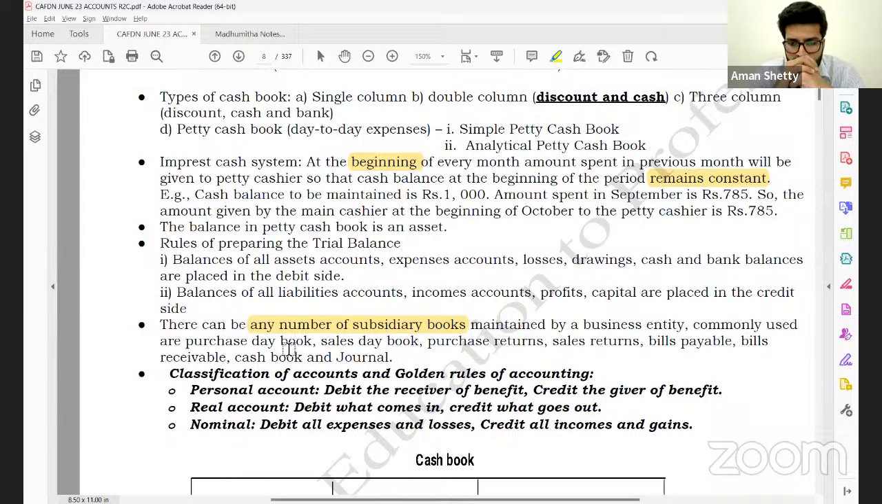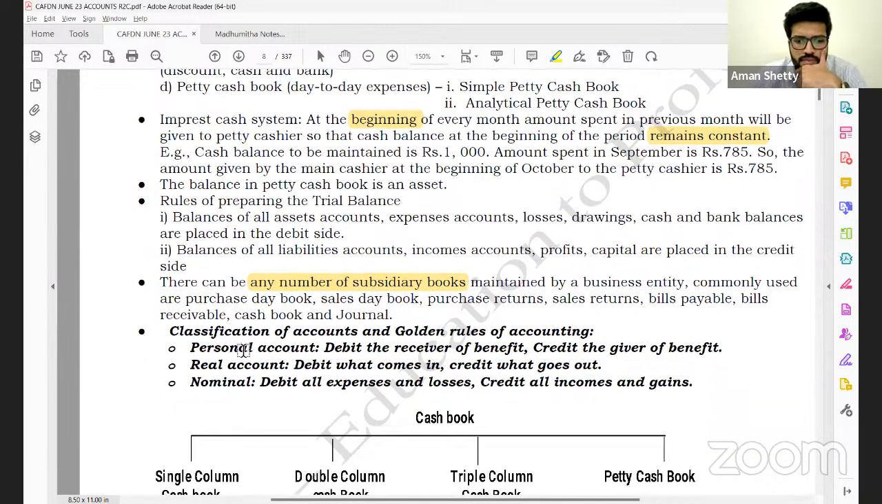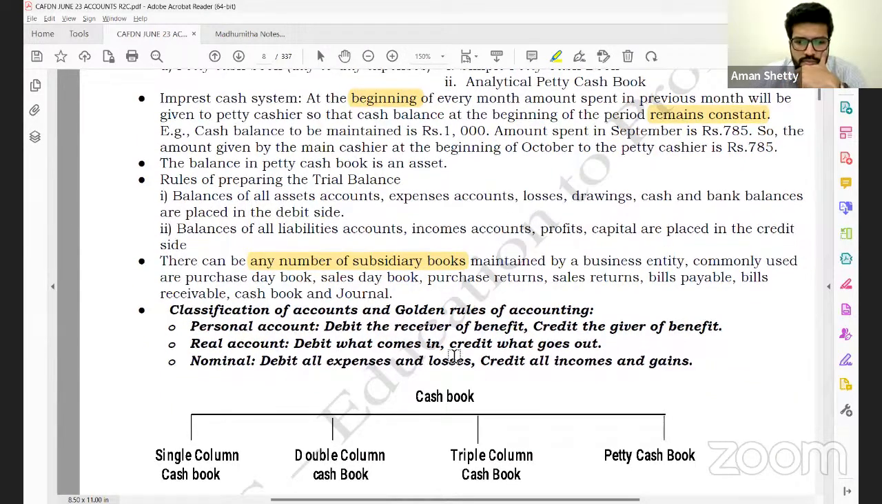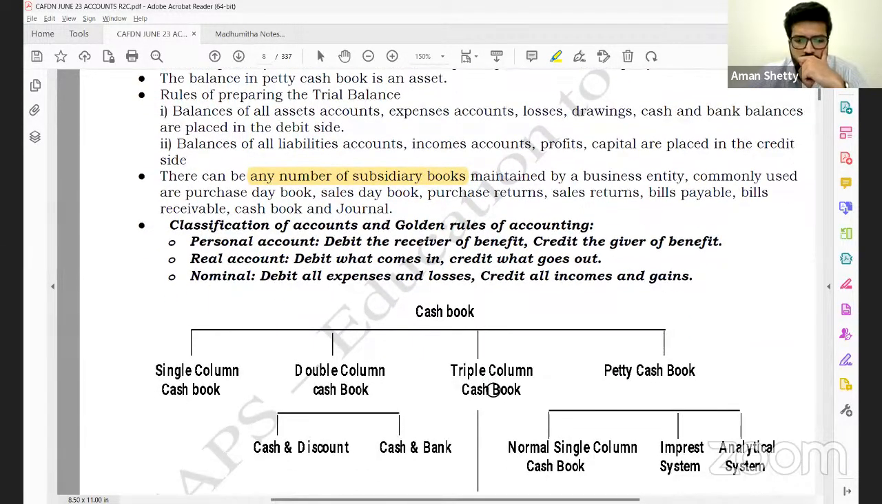Classification of accounts and golden rules of accounting. Personal account: debit the receiver of benefit, credit the giver of benefit. Real account: debit what comes in, credit what goes out. Nominal account: debit all expenses and losses, credit all incomes and gains.